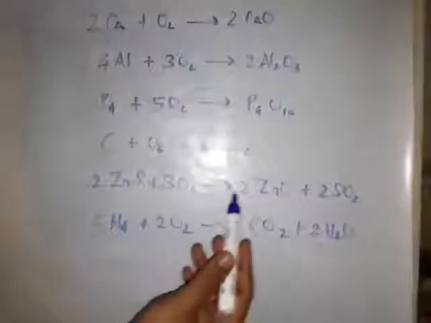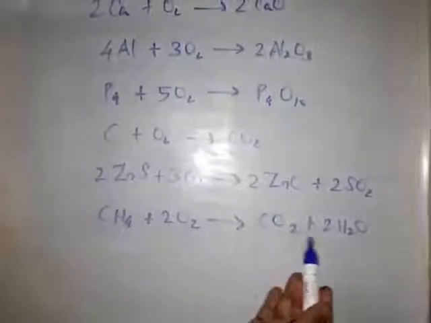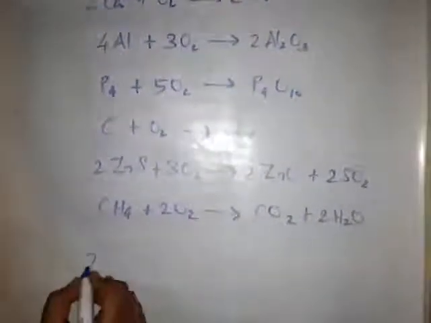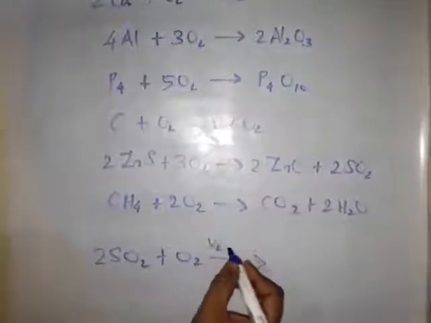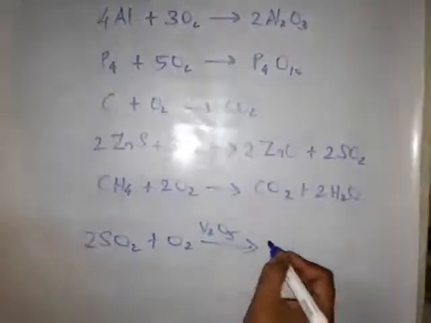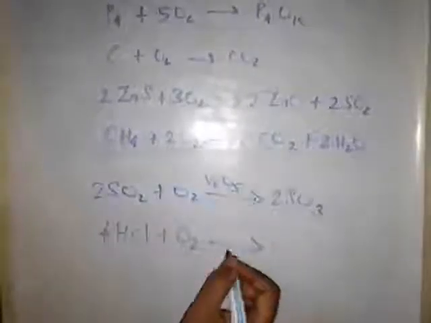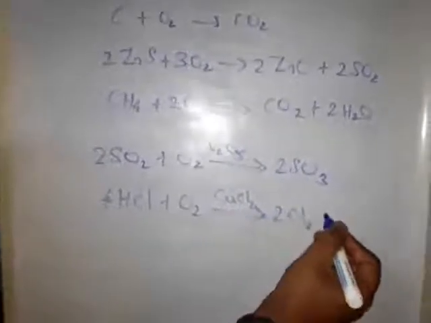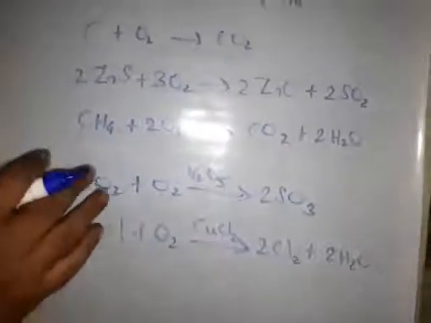Then zinc sulfide reacts with oxygen to form zinc oxide and sulfur dioxide. Methane gas reacts with oxygen to form water and carbon dioxide. Some compounds are catalytically oxidized, like SO2. 2 moles of SO2 react with oxygen, catalyzed by vanadium pentoxide V2O5, to form sulfur trioxide. Then HCl reacts with oxygen, catalyzed by copper chloride CuCl2, to form chlorine and water. So these are the chemical properties of dioxygen.